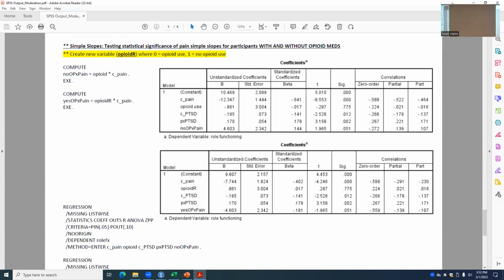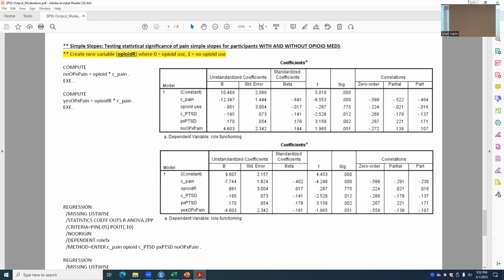Now, at the start, remember that we centered opiate use to just kind of average across. What we're going to do now is go back through, do the same thing, except now we're just going to create interaction terms with our dummy code, 0 and 1 for no opiate use. And then we're going to flip that around and create a new variable where 0 equals opiate use, 1 equals no use.